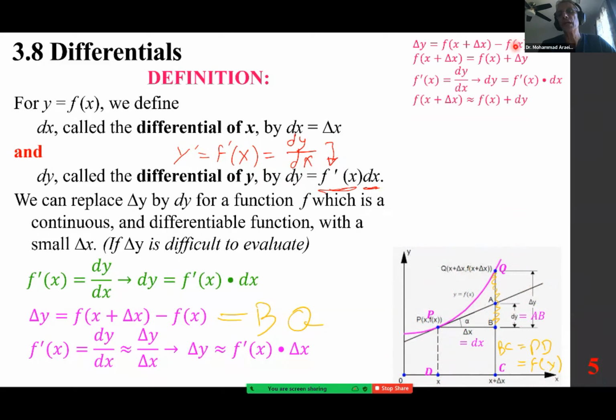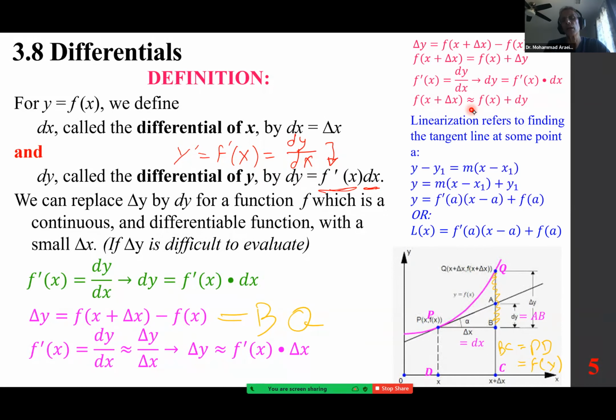If we move the negative f of x to the other side, it gives rise to the second equation. So the first one gives rise to the second equation. f of x plus delta x is f of x plus delta y precisely. Since f prime is dy/dx, dy is f prime of x dx. And so this delta y can be replaced by dy, and that gives us an approximation. Why would we do that? If it makes it easier for the sake of calculation.